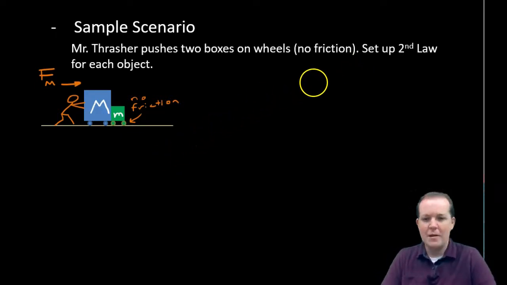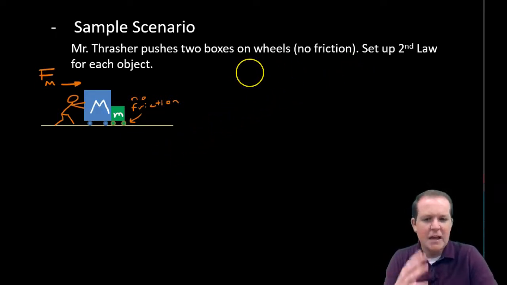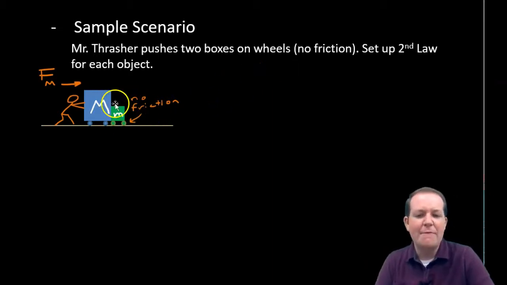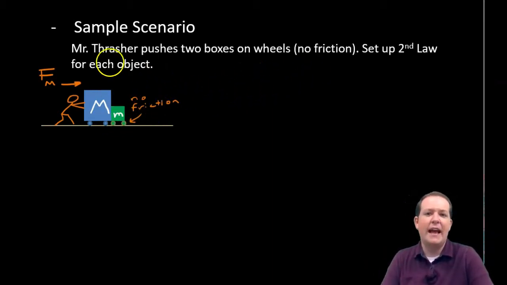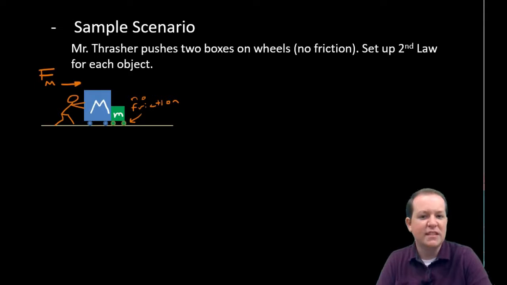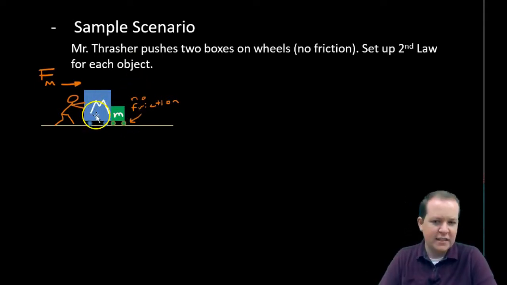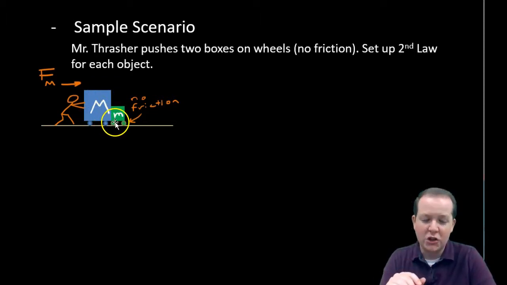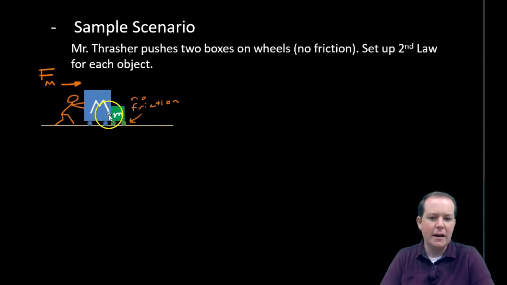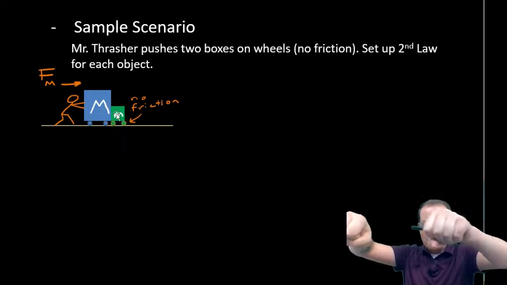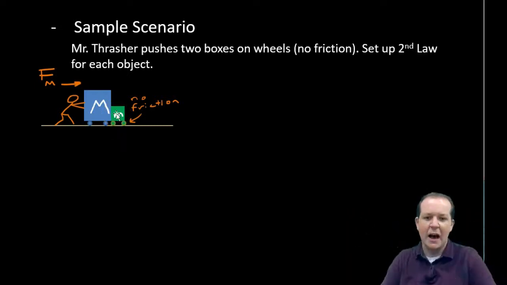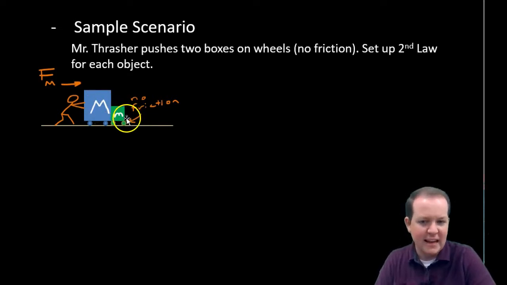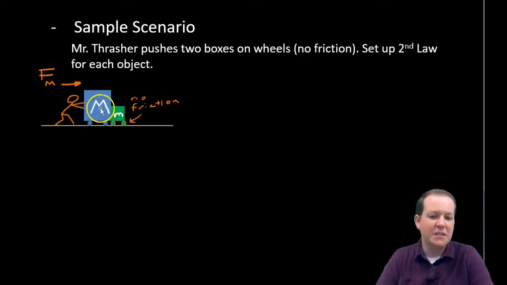Here's a scenario. I don't have any numbers, but here's one example where we have multiple objects, and you might be asked to analyze them using Newton's second law. So what's the scenario? Let's imagine I have two carts. I have this big blue cart. Both are on wheels. We'll ignore friction. But because I don't want to try and move two carts with two different hands, I'm just pushing one cart into the other. So I'm pushing on this blue cart.